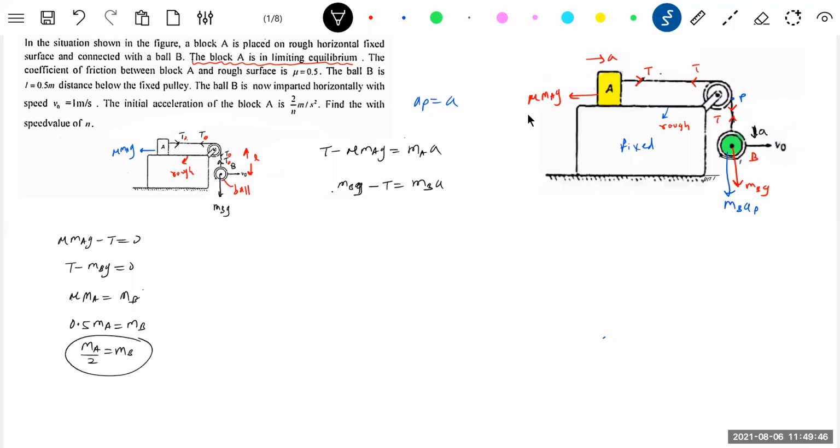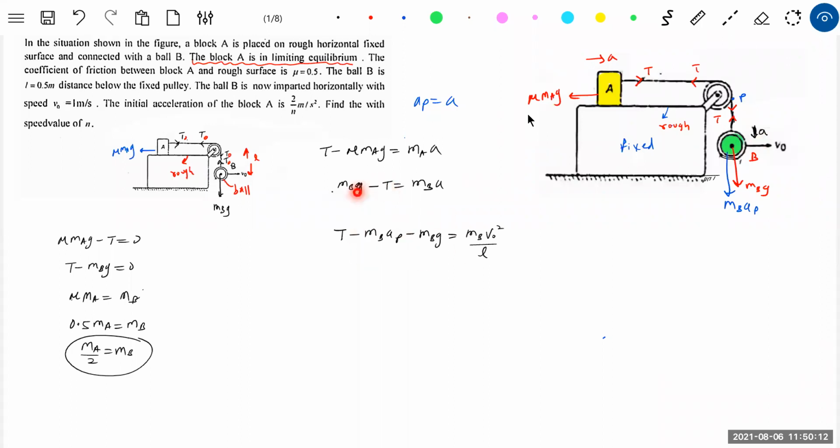Then the circular motion equation will be T plus mbA minus mbg equal to mb v naught square by L. So where has this equation come from? At that instant the block B will be moving in a circular path. It has a tendency to swing also.